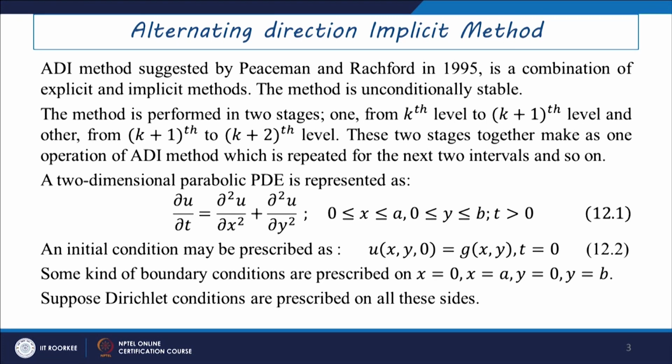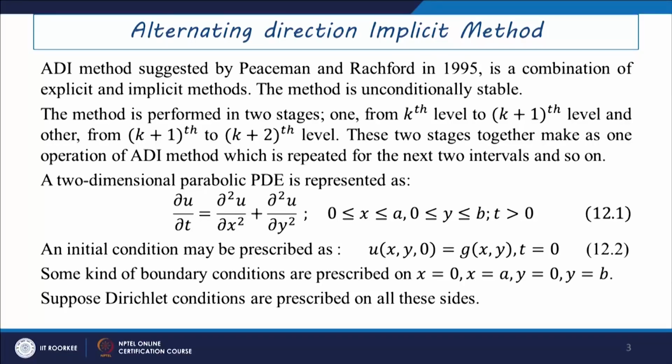The boundary conditions may be prescribed in the form u of x, y, 0 equals g of x, y at t equals 0, and some kind of boundary condition can be prescribed at x equals 0 and x equals a, y equals 0 and y equals b. We have discussed three types of boundary condition that we apply for these partial differential equations. The first one is the Dirichlet boundary condition, the second is the Neumann boundary condition, and the third is the mixed derivative condition. Suppose here Dirichlet conditions are prescribed at all these boundaries. This means that u equals some specified values given along the boundaries.